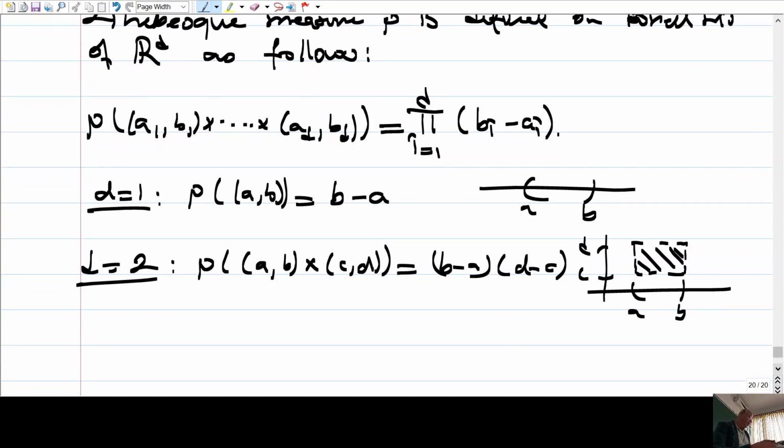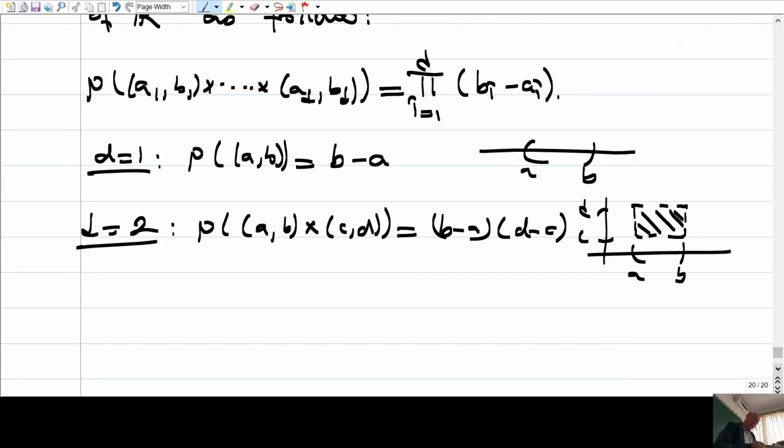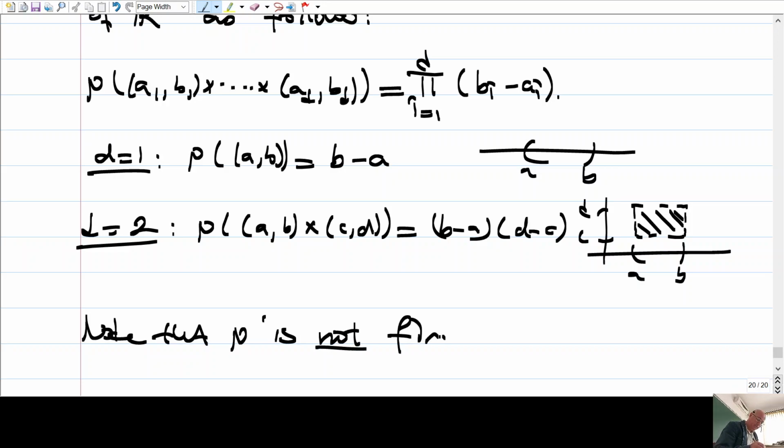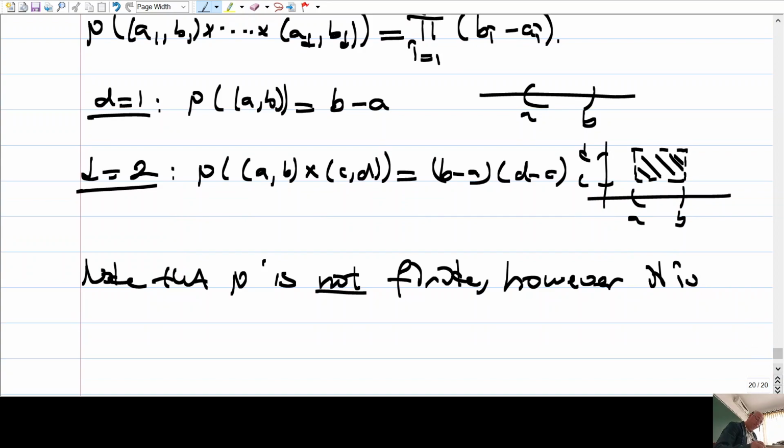So this is the Lebesgue measure, and clearly this measure is sigma finite but not finite, right? Note that mu is not finite. However, it is sigma finite.